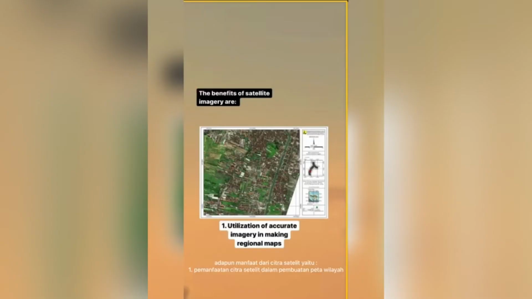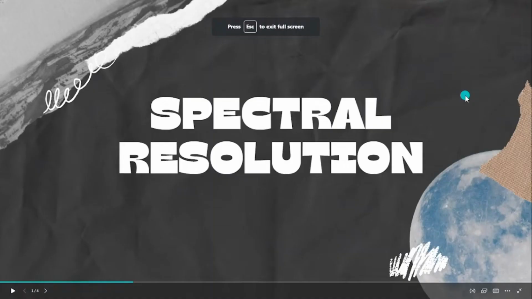The benefits of satellite imagery are utilization of accurate imagery in making regional maps, and utilization of satellite imagery for infrastructure.